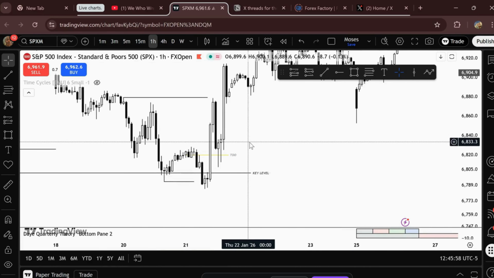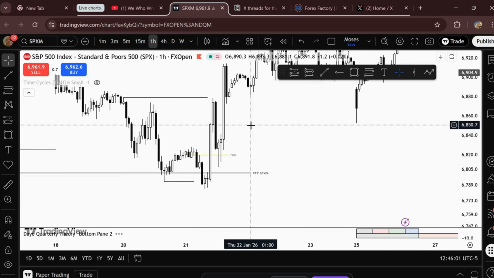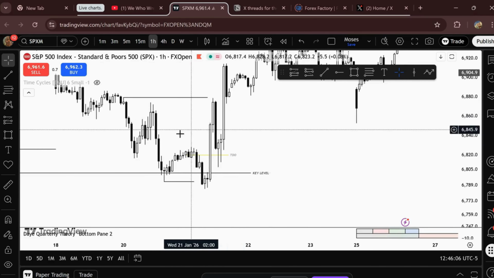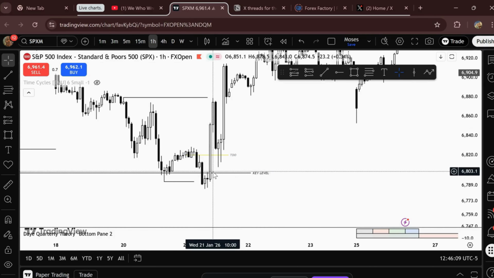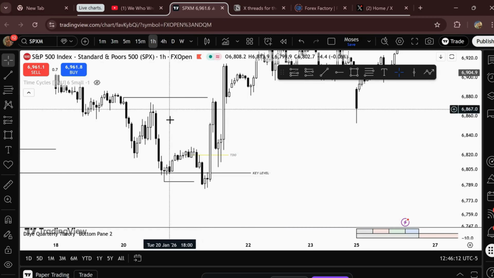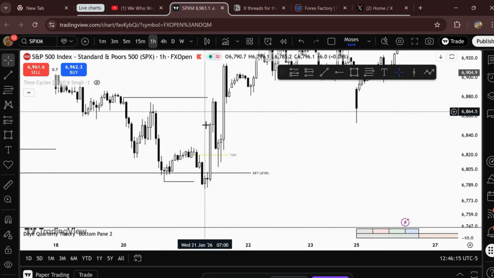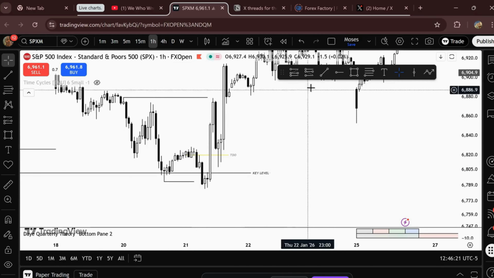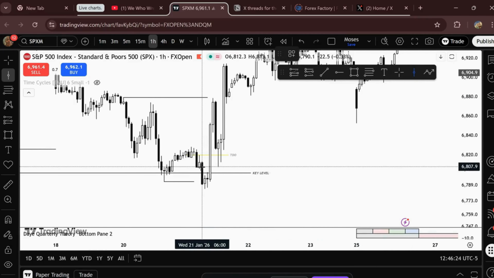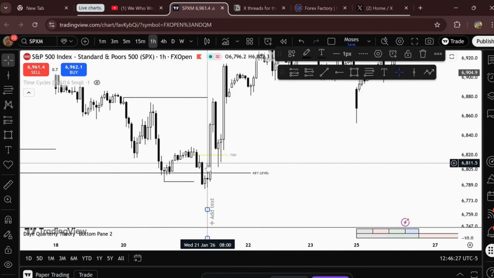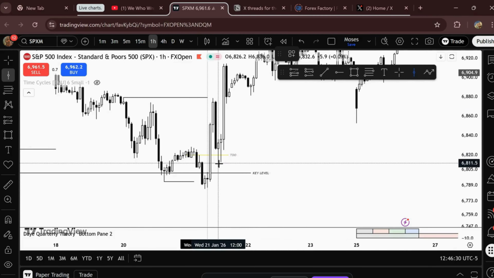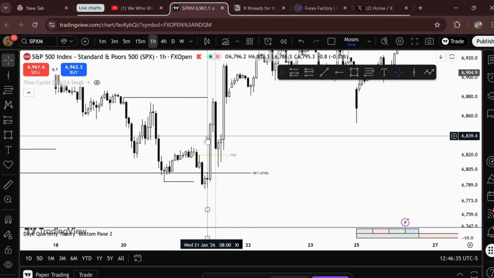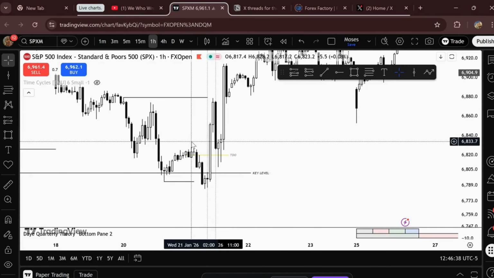Now, what did we say about participating in bullish reversals? We want to participate in bullish reversals below the true day open, and we want to participate in bearish reversals above the true day open. Then this reversal began at the New York kill zone, which is from 8 o'clock to 11 o'clock for me. 8 o'clock to 11 o'clock is my New York kill zone, and you can see that.